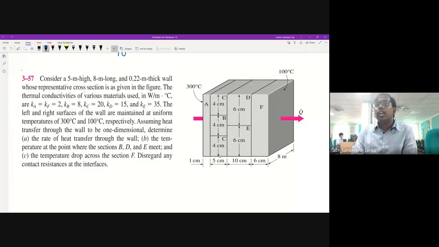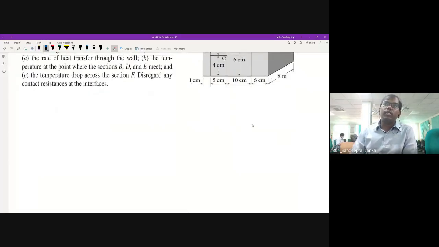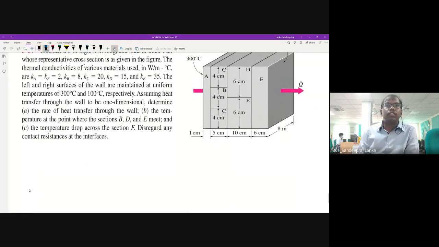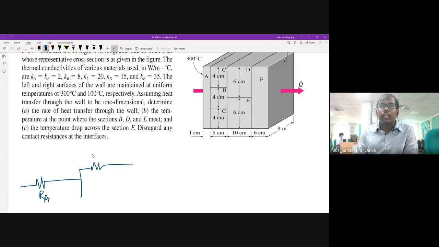Here, you have a few more complications compared to your previous case. This is also a simple case. What you have to do is draw the resistance circuit for this case. When I draw it, first RA is there, and then three resistances: RC on the top, RB on the next level, and RC on the bottom again. So these three are in parallel.